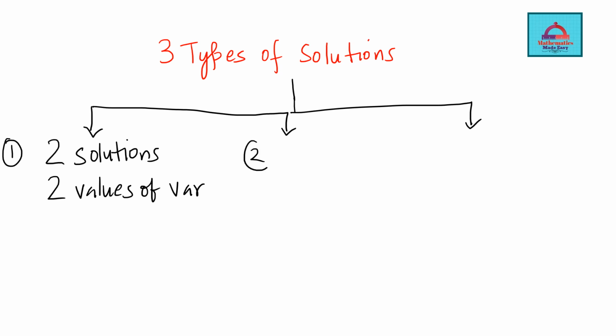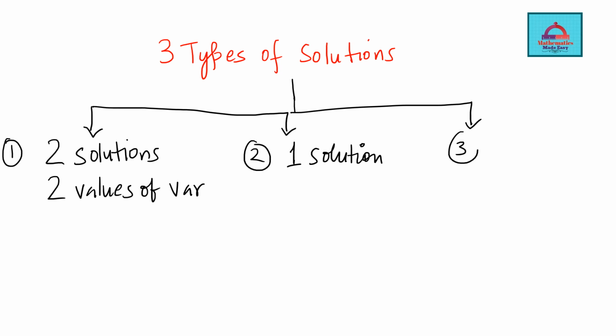The second type of solution is one solution. This happens when you have extraneous roots. That means you may get two solutions, but when you put it back in the equation and check your solution, only one of them will come to be true. So this is one solution.